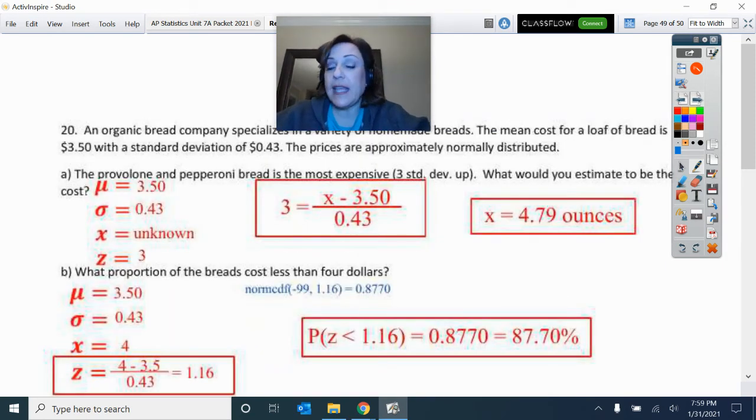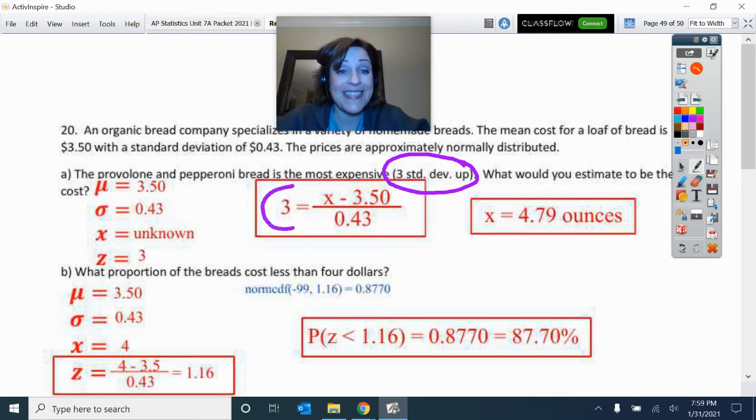Now we have these ones about the pizza. Here the provolone and pepperoni bread is the most expensive, and it's 3 standard deviations. You've got to know that if you are given the number of standard deviations above the mean, that is the z-score. So that is your z-score of 3. And then you can solve for the x.